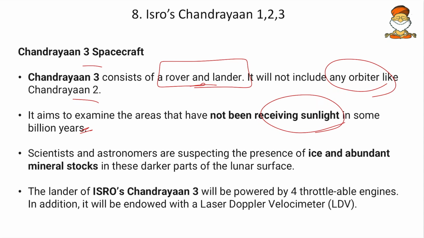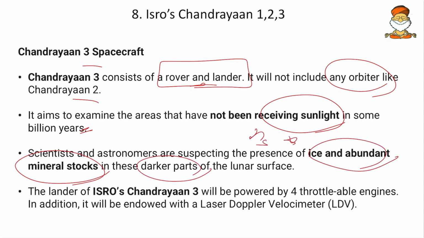Then scientists and astronomers are suspecting the presence of ice and abundant mineral stocks in those darker parts. So mark this, the ice and minerals. So they are being searched. Then the lander of ISRO's Chandrayaan 3 will be powered by throttle-able engines. In addition, it will be endowed with a laser Doppler velocimeter. So why is this velocimeter important?